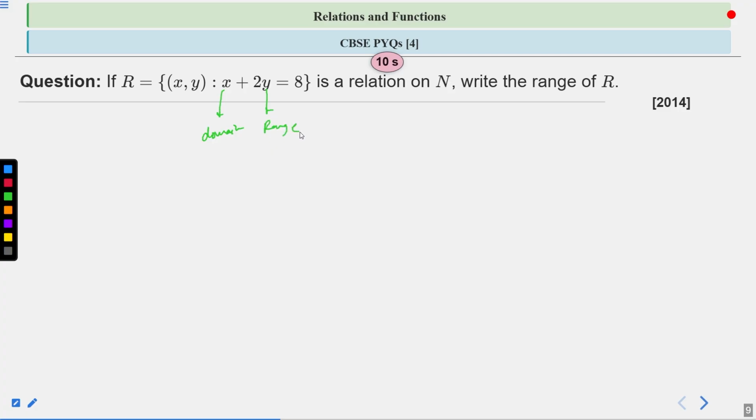Clear? So for every x, we basically have to find the value of y. For every x that belongs to natural numbers, what can be the value of y? We need to find that. That will basically be the range. Okay. So you have 10 seconds to solve or think about this question. After that, we will discuss the solution part.